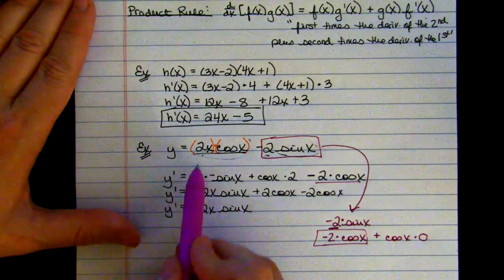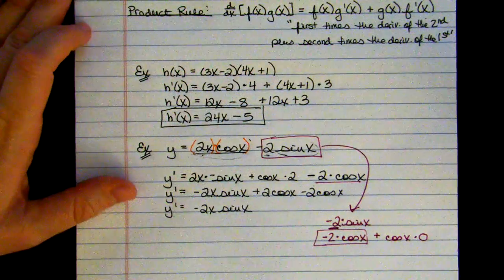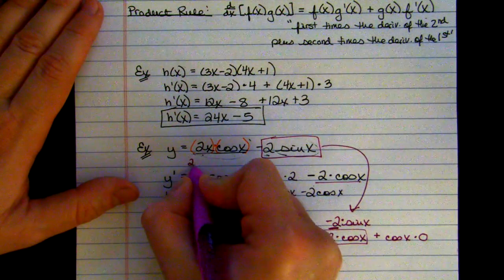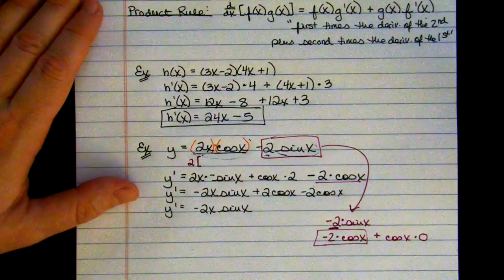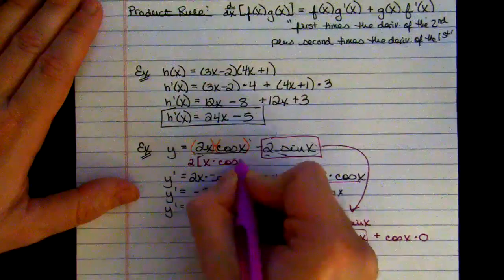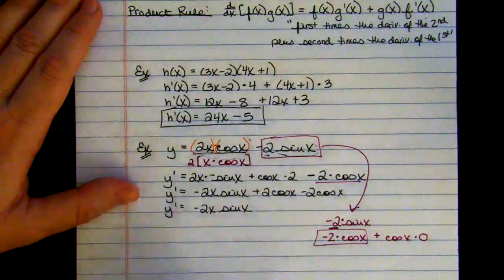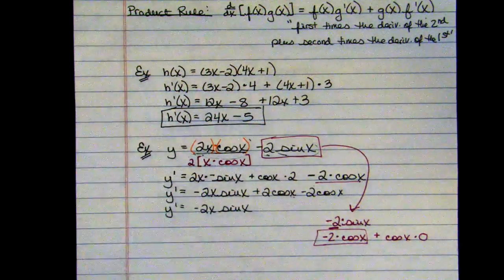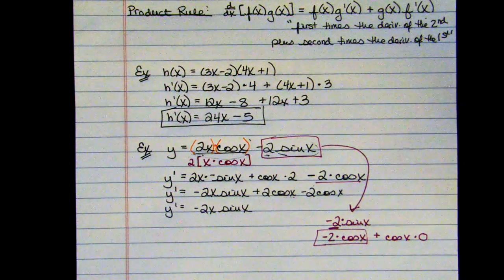The other thing, in the first part, I said my product was 2x times cosine x. We could also have said the product is, well, I'll leave that constant multiplier 2 out front and make my product just x times the cosine of x. Leave the 2 out front, use product rule on this thing. You'll still get the same 2 pieces that I got over there. And that's product rule.